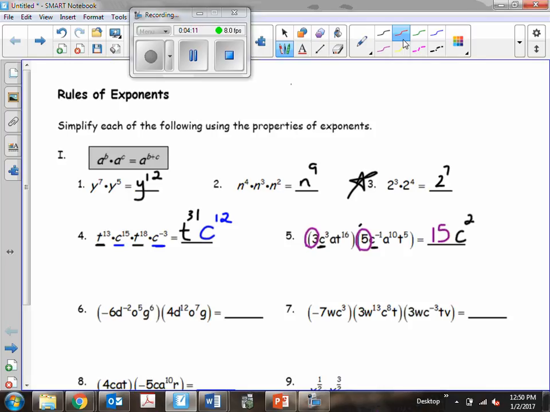Now I look at my a. My a is right here, my a is right here. Well, if we look at that first a, even though I don't see it, there is an implied exponent of 1 right there. So this a is actually going to have an exponent of 11, because 1 and 10 is 11. And then if we take a look at that t, I have a 16 and a 5. So that t exponent is going to be 21.